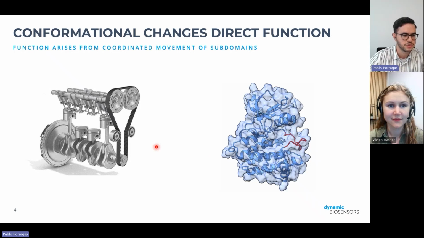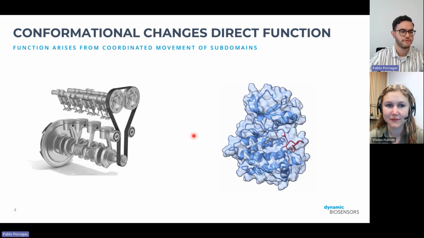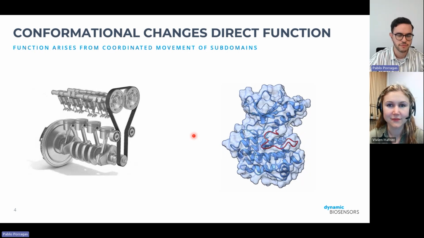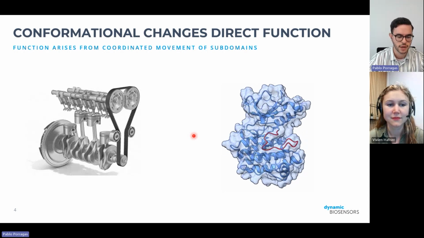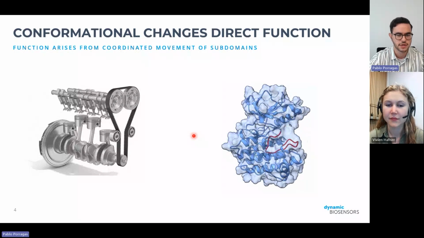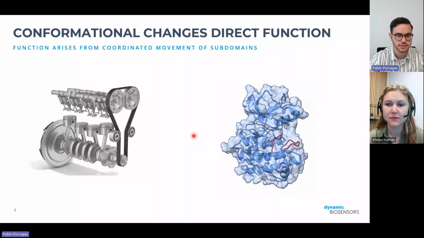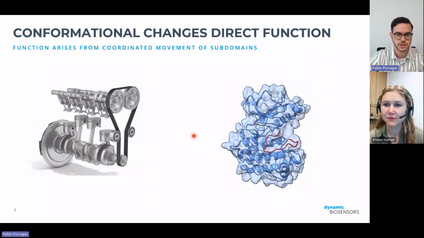I want to start by showing two seemingly unrelated structures. Here on the left, you have a petrol engine, and on the right, you have a human protein. Although these two structures seemingly have no similarities, what they actually have in common is that both of their functions arise from the coordinated movement of their component parts. That's the main message that I want to give today: proteins aren't these stagnant structures, but instead are dynamic biomolecular machines whose function really arises through this interplay between different conformational states.